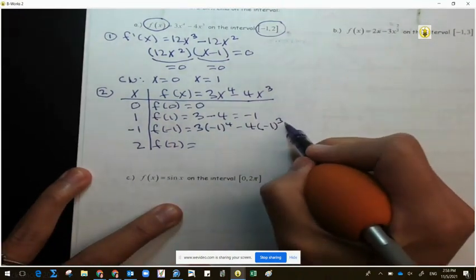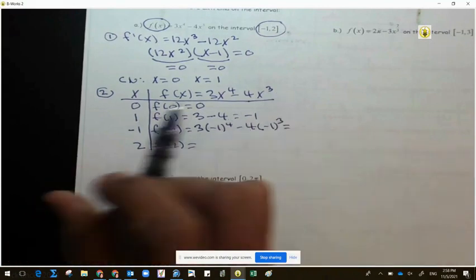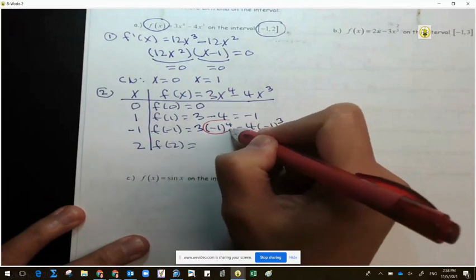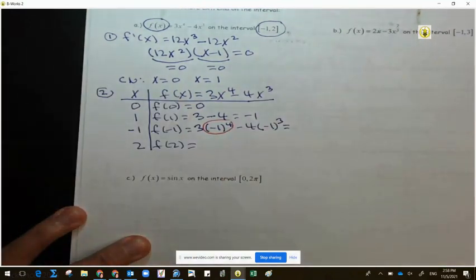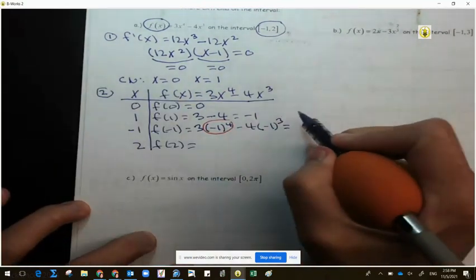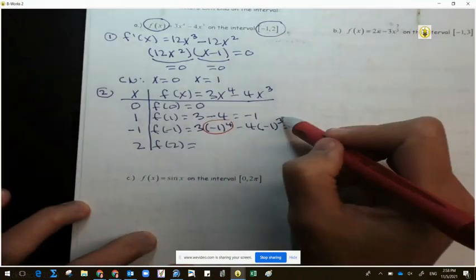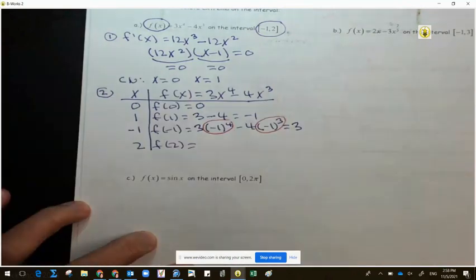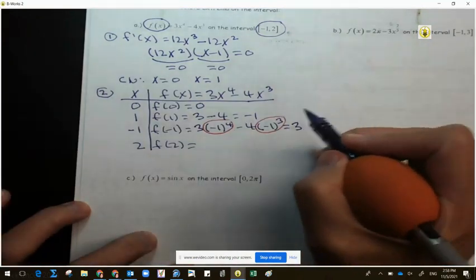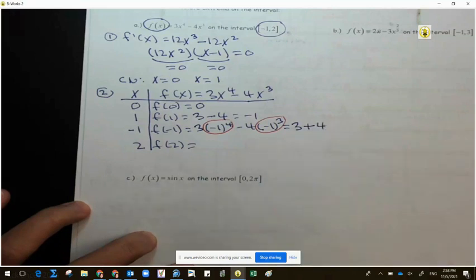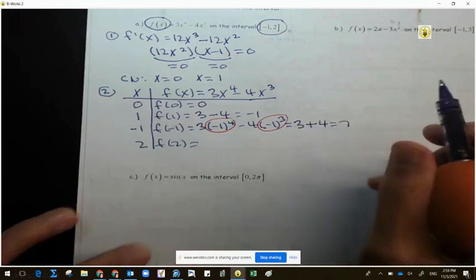So when I further simplify on this one, I get -1 to the power of an even number. It's going to give us a positive 1, correct? Yes. So we have 3. But when I have -1 to the power of an odd number, that's going to give me -1. But I have another negative in front of the 4, so I have +4. So that results in 7.